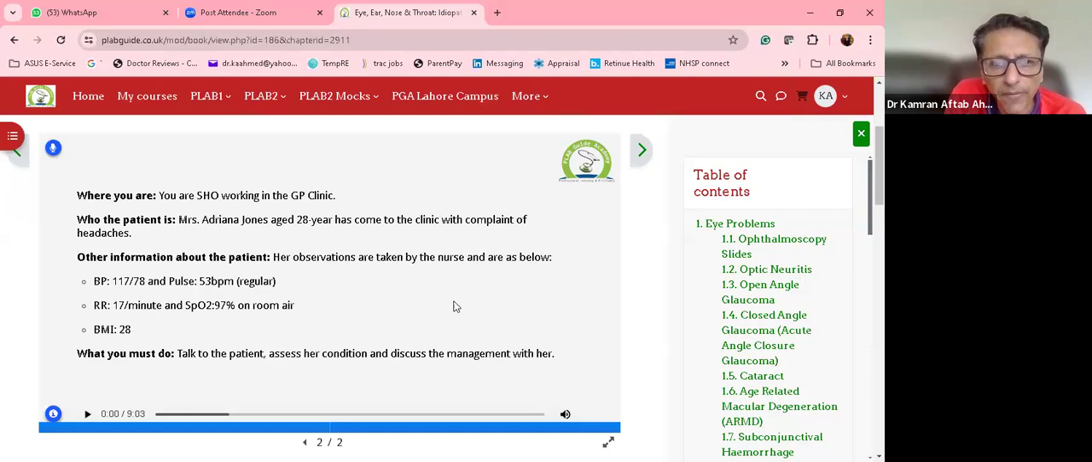Okay, so they will come with the complaint of headaches, chronic headache, for the last maybe few years or few months, associated with blurred vision. And this blurring of vision can be constant or intermittent. Though blurring of vision is not usually the presenting complaint. The presenting complaint is usually long-standing headaches. Okay, may be associated with nausea and vomiting.